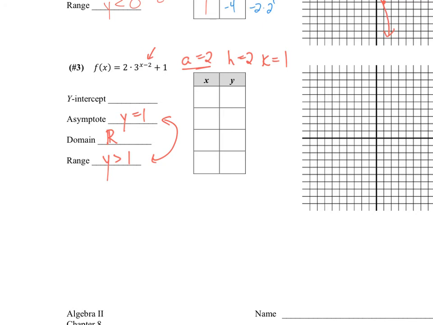So let's put the asymptote on the graph before I forget. The asymptote is at y equals 1. This time the asymptote is up. It's not at 0 anymore. And if you plug numbers in, h should always go in the middle. So since h is 2, I'm going to put 2 in the middle, 1 and 0, and then 3. So if you plug these numbers in, if you plug in 0, it's going to be 2 times 3 to the 0 minus 2 power. On your calculator, that should be in parentheses. And then plus 1. When you plug that in, you should get about 1.2.